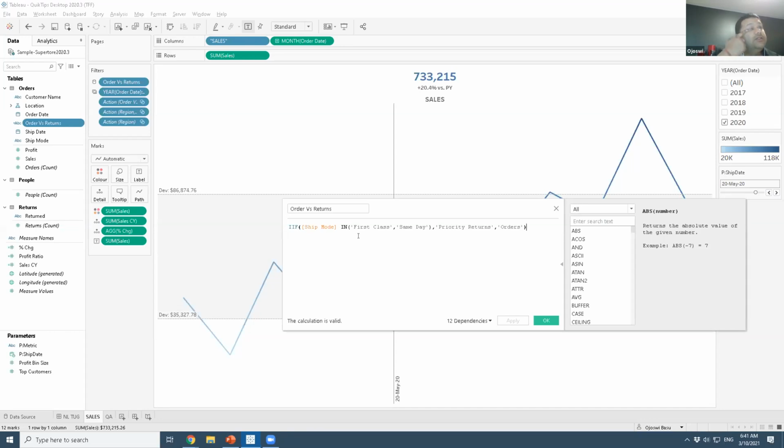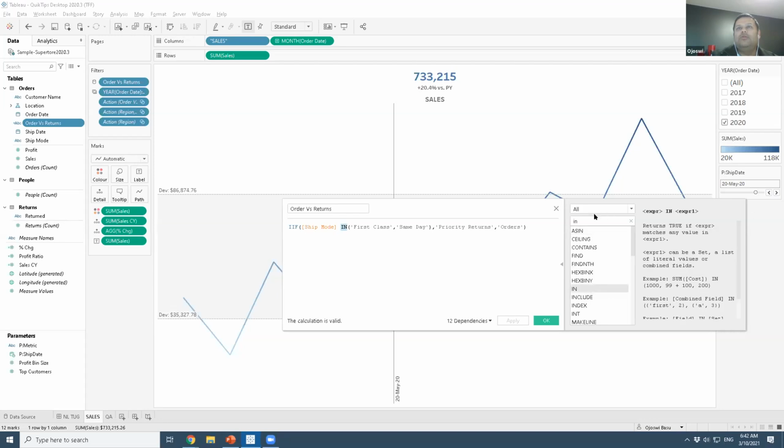So my orders versus returns is a calculated field, and it uses the in operator. I don't know about you, but gone are the days when we wrote a case, when, and things like that, or a nested if. I love to use in. It's very nifty and it's extremely classy. So what does that do?